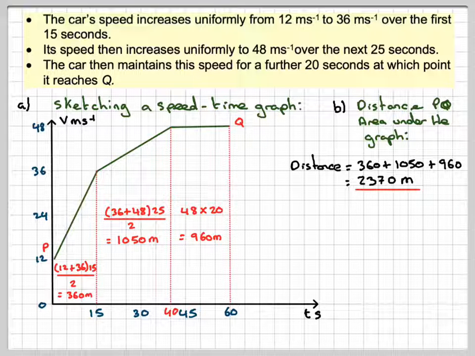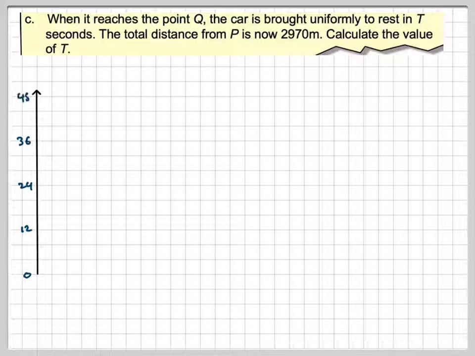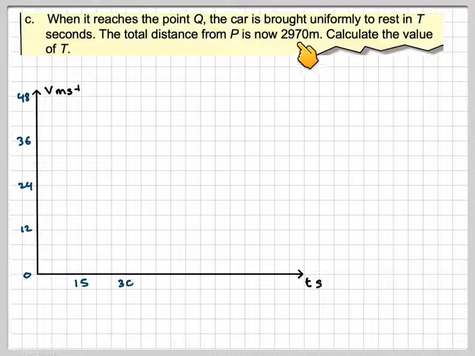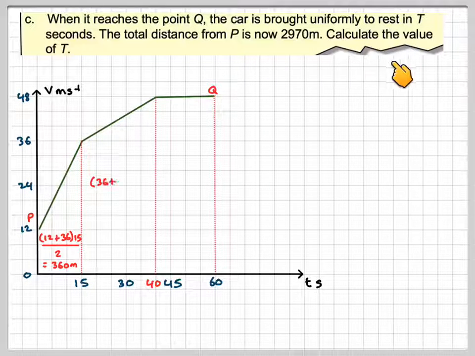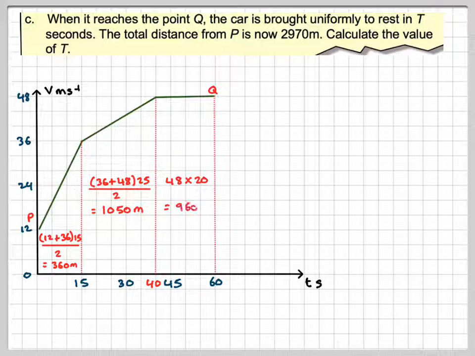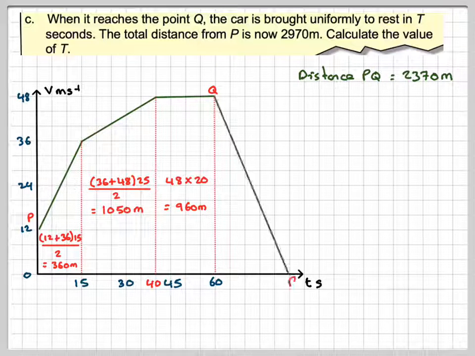Right, carrying on. When it reaches the point Q, the car is brought uniformly to rest in T seconds. The total distance from P is 2,970 meters. Calculate the value of T. Right, so there's our graph so far. And we know the total distance is 2,370, but then it's brought uniformly to rest to this point, which I'm going to call R.